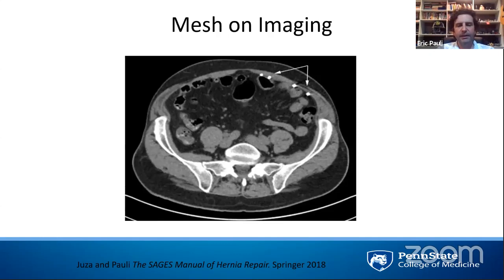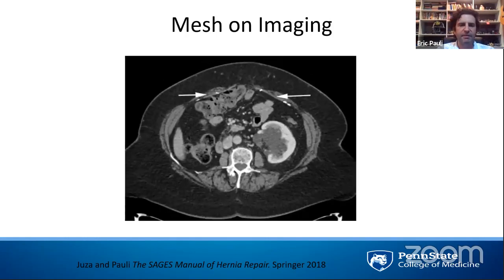I can also tell you by looking higher up that this was a TAPP repair, because there are 4 tacks that were used to close the preperitoneal flap that was created. So again, without really examining the patient or reading the op note, we can figure some of this stuff out.